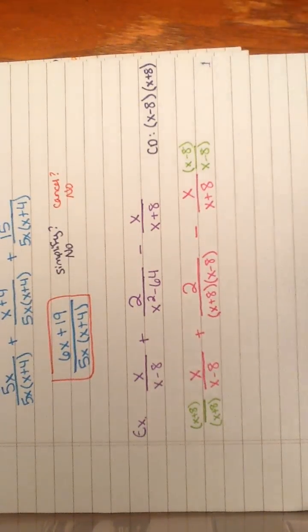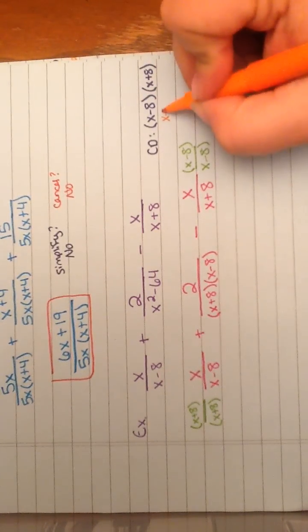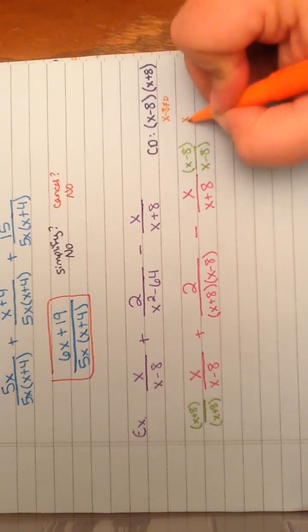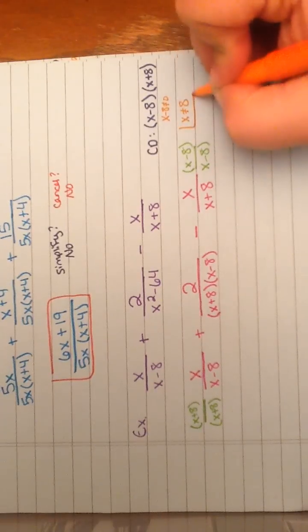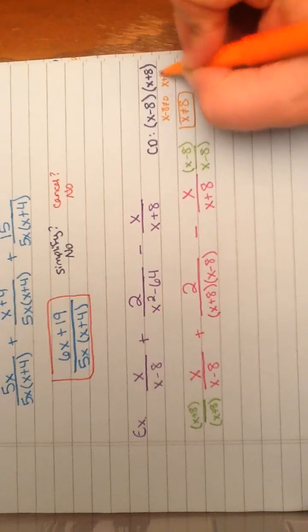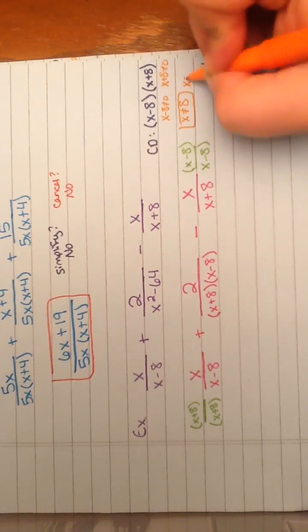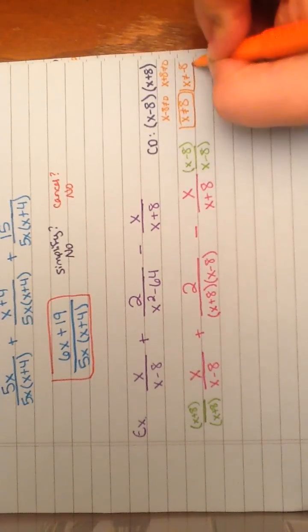Okay, so now we need to do our restricted values. So x cannot equal 8, and x cannot equal negative 8.